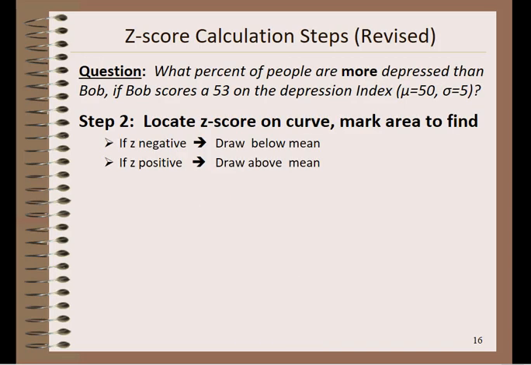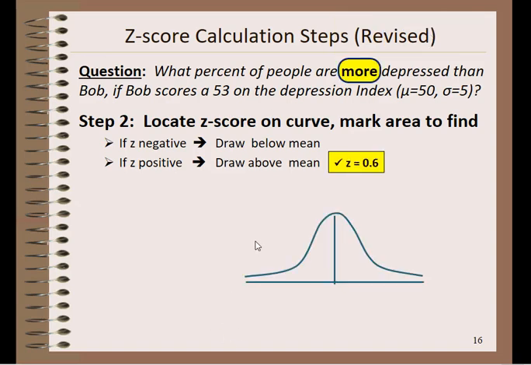All right, so now I'm going to do something very similar, except we're going to go in the opposite direction. Let me draw my box better. So this is the same thing, but it's revised. Okay, so I have my same question. I'm going to locate the z again. That stuff's not going to change. What has changed is instead of looking for percent of people that are less depressed than Bob, I want to know who's more depressed than Bob.